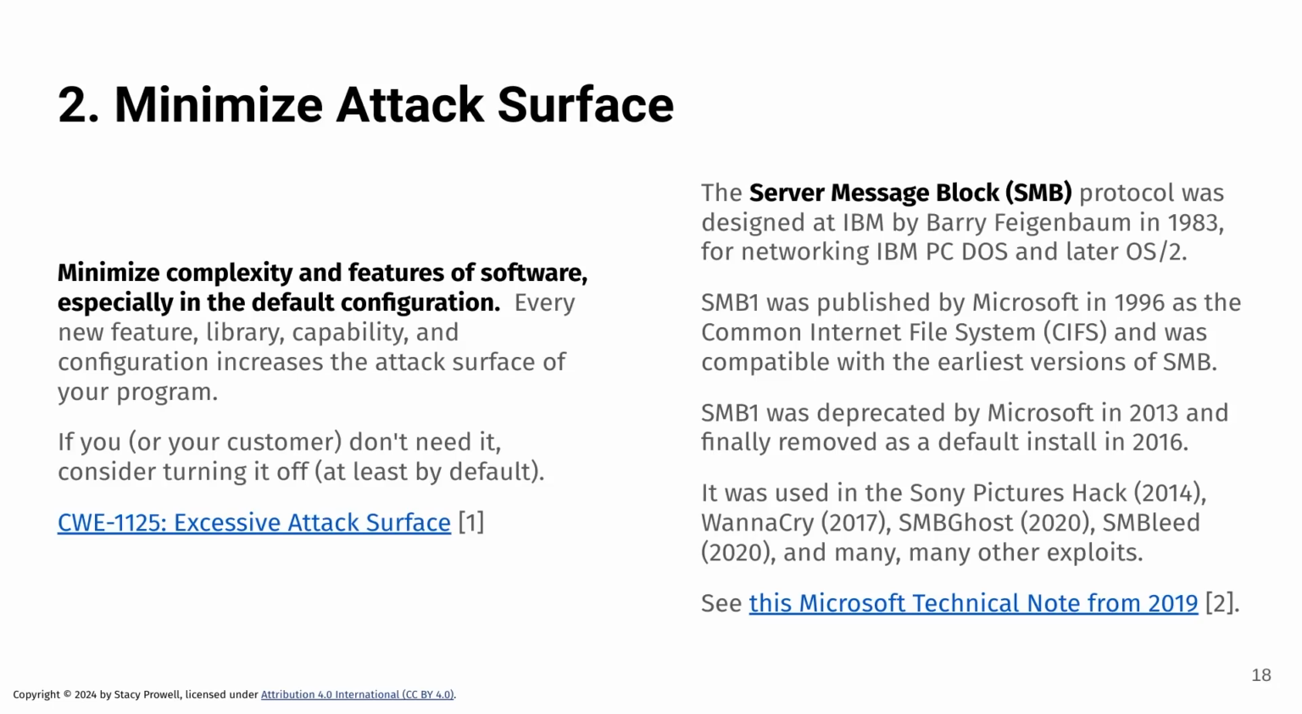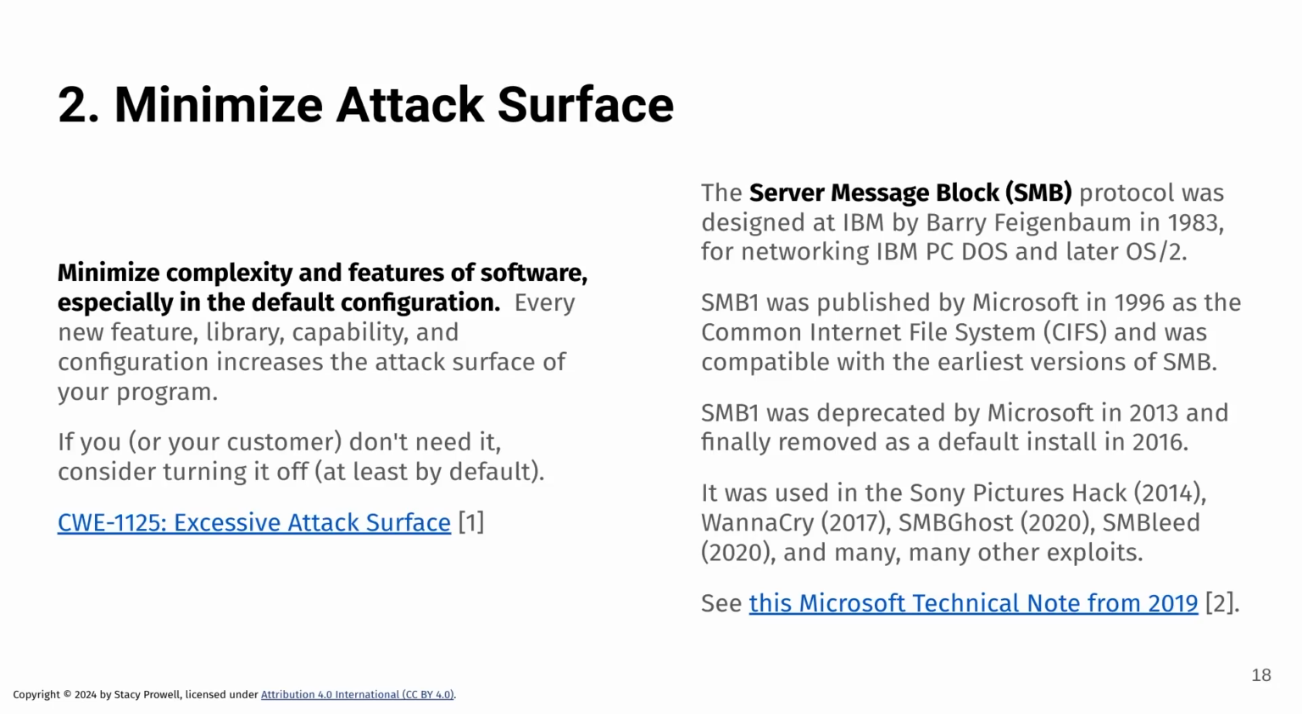Second, minimize the attack surface. When we talked about the black box project, that little case study that we did, everything in that was geared toward minimizing the attack surface. It was all in service of minimizing the attack surface. Bunch of CWEs deal with that. The one that's sort of obvious is 1125, which is excessive attack surface. Look, every feature, every library, every capability or configuration that you add to your software increases the attack surface of your program.